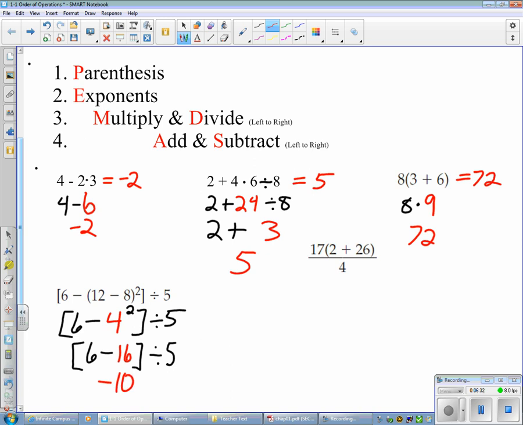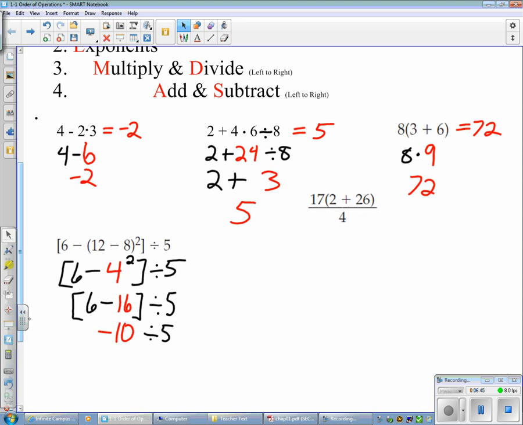Now, because there's no other operations left in those brackets, I don't have to write those brackets anymore. All I got to copy down now is just that divide by and 5. So negative 10 divided by 5 is a negative 2. So the answer to this big problem is just a simple minus 2.